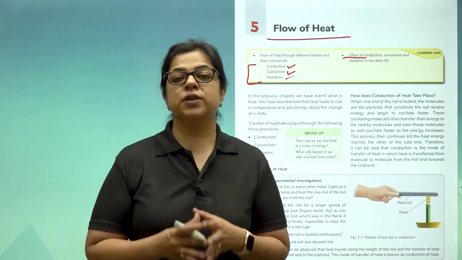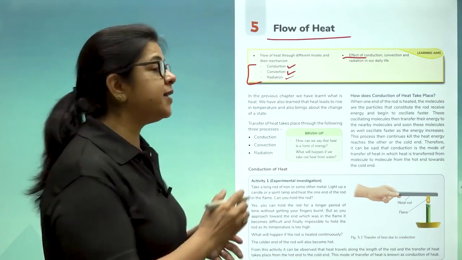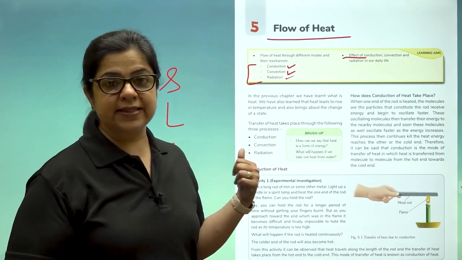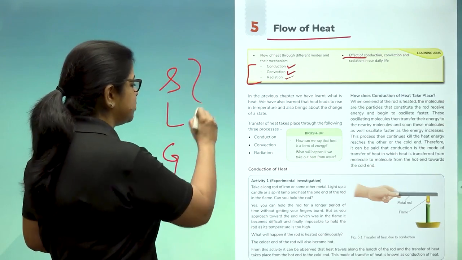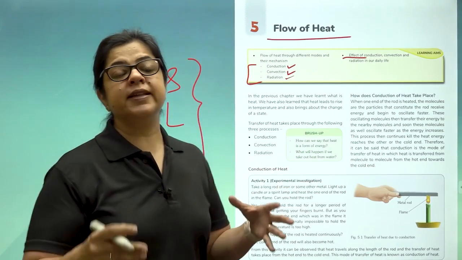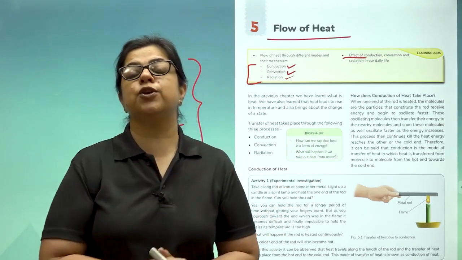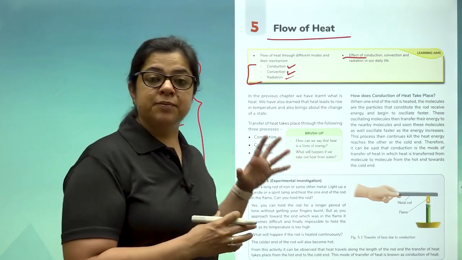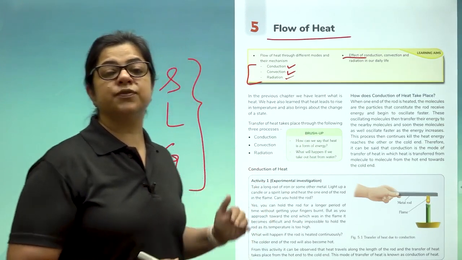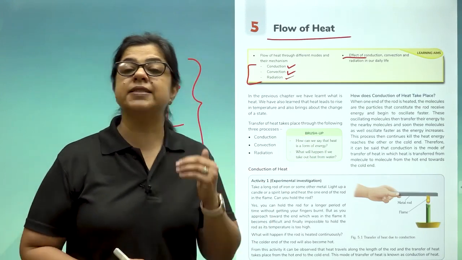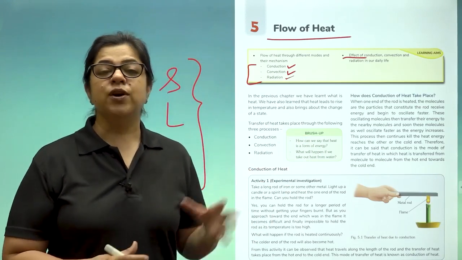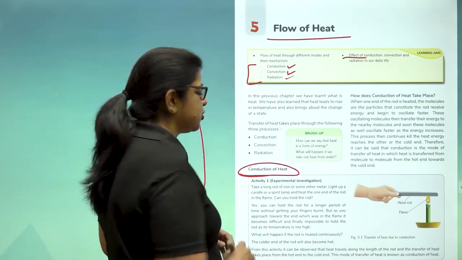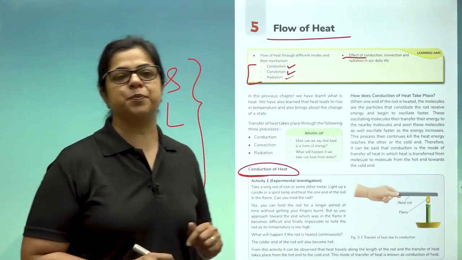We have understood in the last chapter that there are 3 states of matter: solids, liquids and gases, and these 3 states of matter differ in the arrangement of molecules in between them. That is the reason that the method in which heat is transferred in each of these is different. How? Let us understand. So let us first understand conduction of heat through a simple experiment.